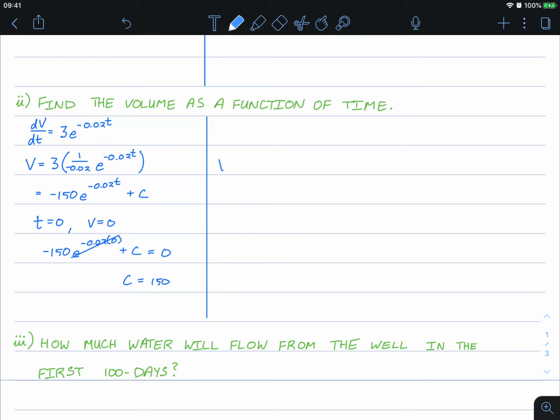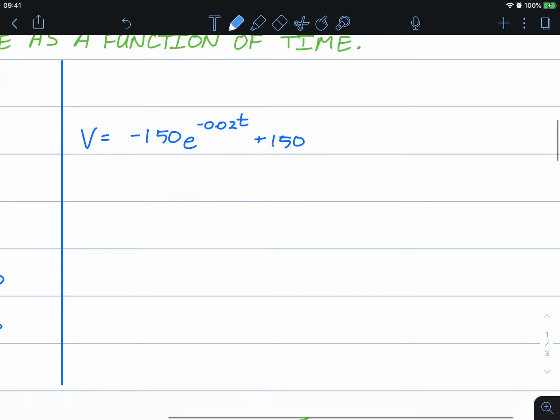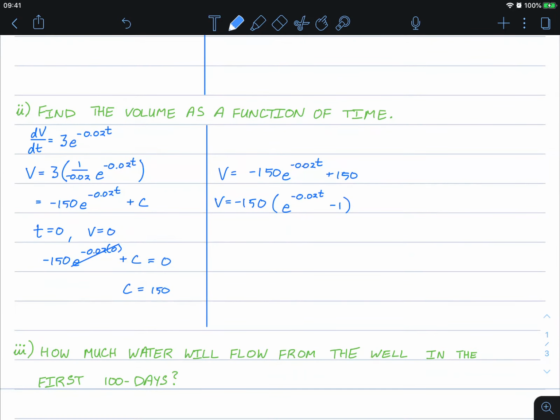So the volume at t months is negative 150 e to the power of negative 0.02t plus 150. May as well factorize this, giving us 150 times, make it negative, negative 150 times e to the power of negative 0.02t minus 1. That is the function of the volume at time t.